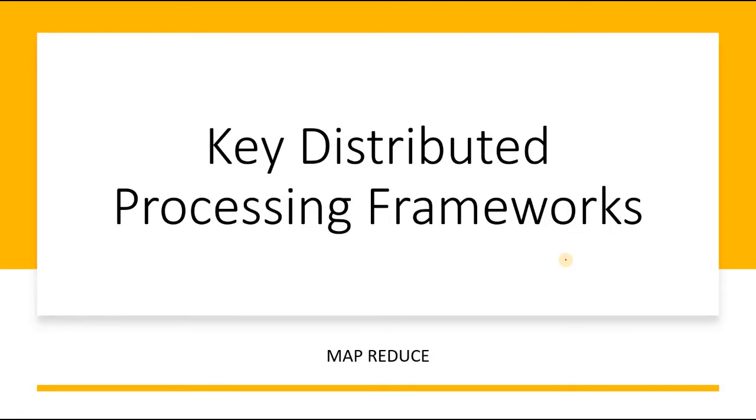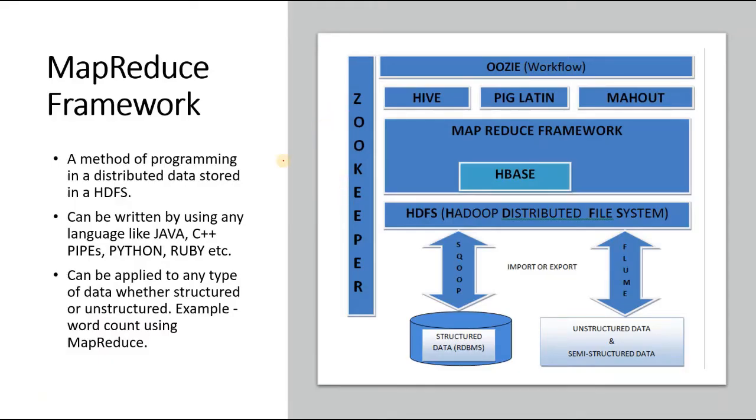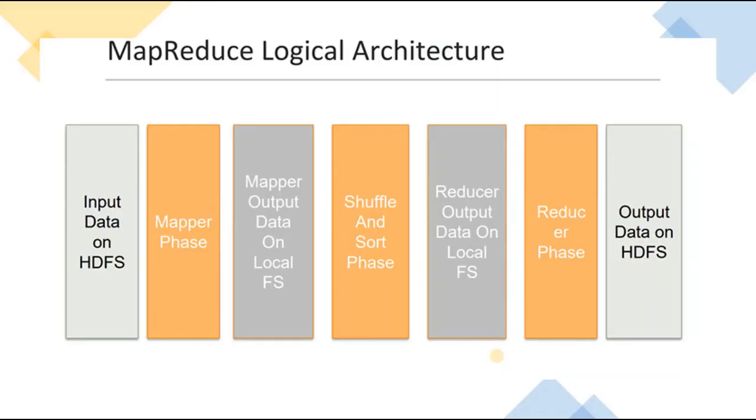Let us take a look at the key distributed processing framework, where we are going to do the data processing using MapReduce. MapReduce is a method of programming on distributed data stored in HDFS. So we are going to take all of the data in HDFS here, and then process them in the MapReduce framework. It can be written using any language like Java, C++, Pipes, Python, Ruby, etc. And it can be applied to any type of data, whether structured or unstructured. One famous example of MapReduce is doing the word count.